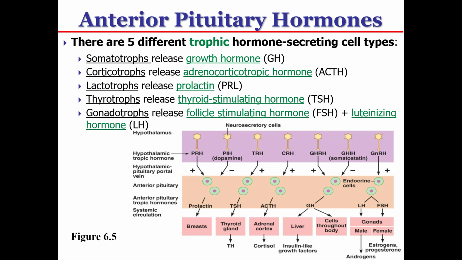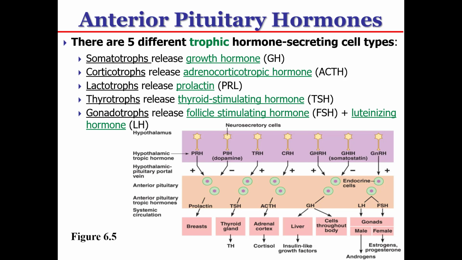Lactotrophs are concerned with lactation. They release prolactin. Thyrotrophs release thyroid-stimulating hormone from the pituitary gland. And gonadotrophs release follicle-stimulating hormone and luteinizing hormone. Both are present in men and women in different concentrations.